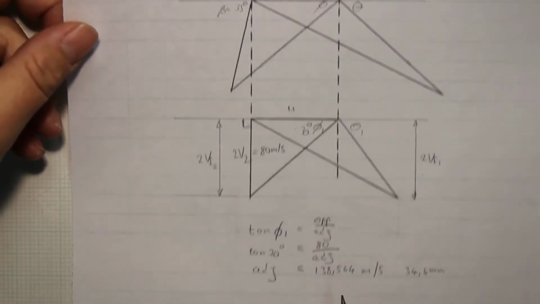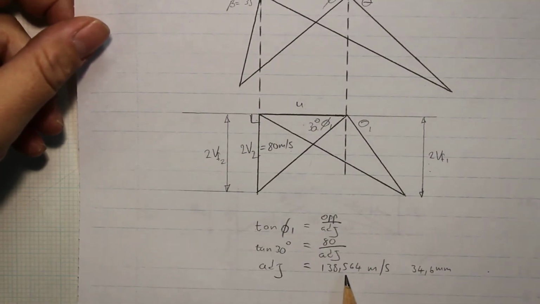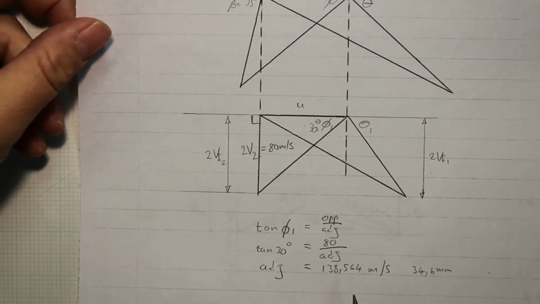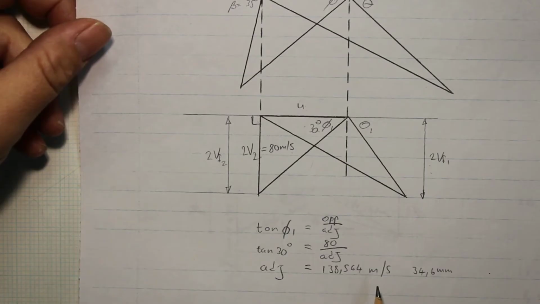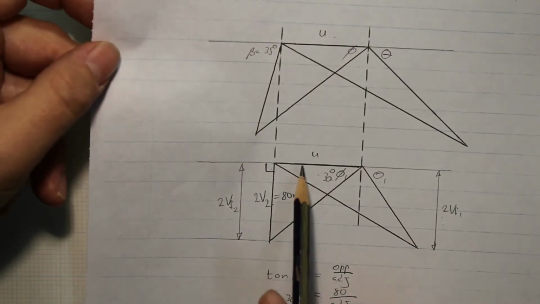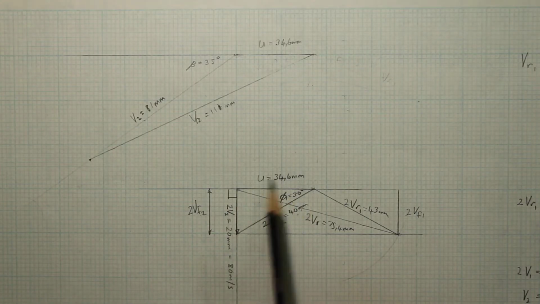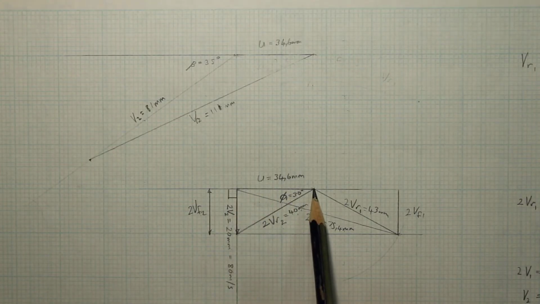Okay, we calculated it to be 138,56 meters per second, and we divided by the scale, and the scale is 4 meters per second equals 1 millimeter. So we divide this number by 4 and we get 34,6 millimeters. So that's how long the line is we need to draw. So I've drawn it here, 34,6 millimeters from that point to that point.